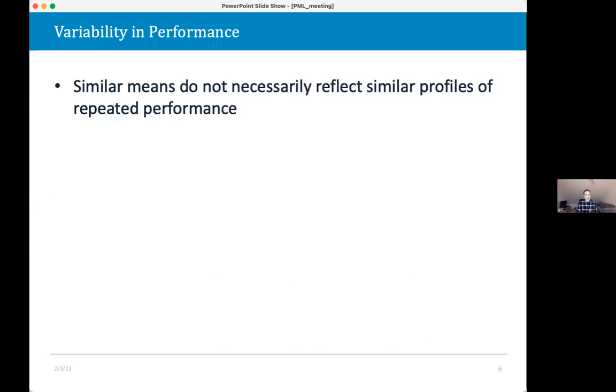So hopefully that's convinced you, at least initially, of the importance of considering variability in addition to mean performance. We're not at any point going to say that mean performance is not important, but rather that variability is additionally important. So similar means do not necessarily reflect similar profiles of repeated performance. What we focused on here is consistent versus inconsistent performance, so that variability component. But as we'll see later in the talk, there can be other more complicated aspects of performance that we might want to consider that will differentiate people who otherwise have the same mean.